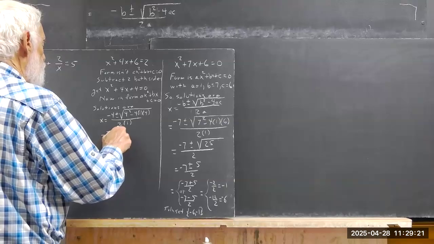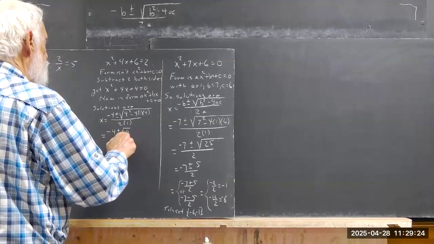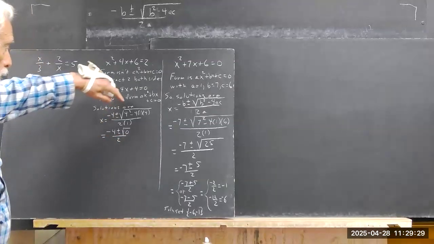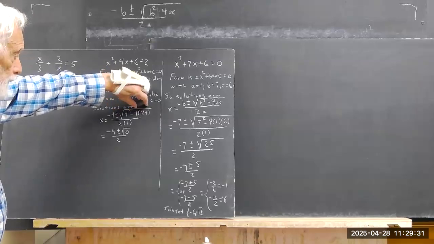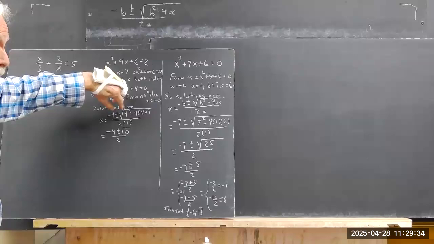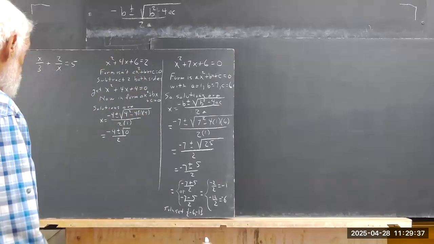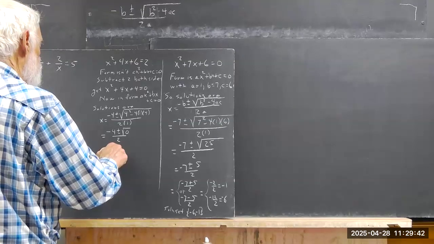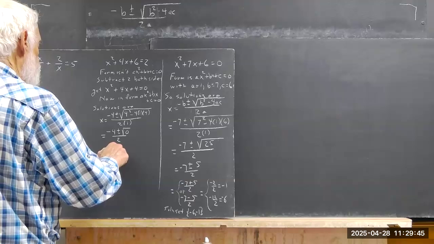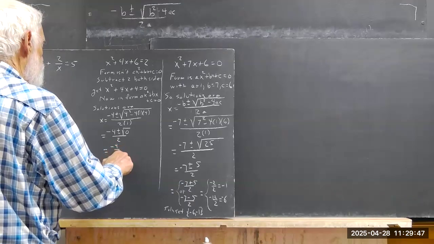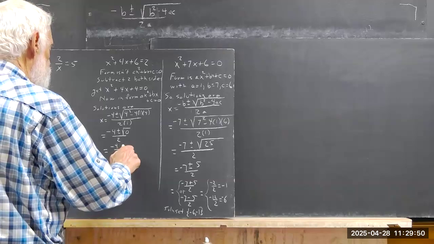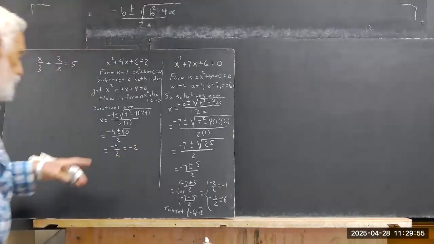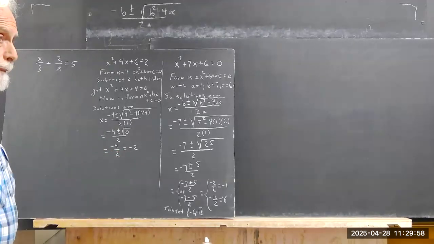And that's going to be -4 plus or minus the square root of 0, because 4 times 1 times 4 is 16, and 4 squared is 16. And that's 16 minus 16. It's going to give you 0. That equals -4 over 2, which is -2.